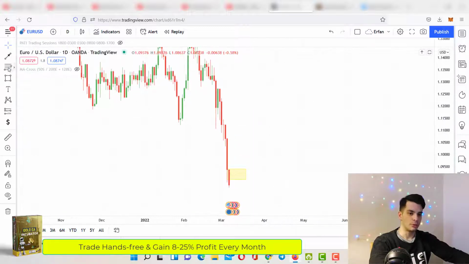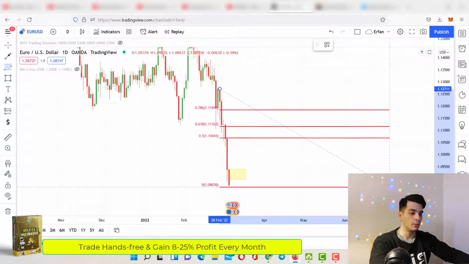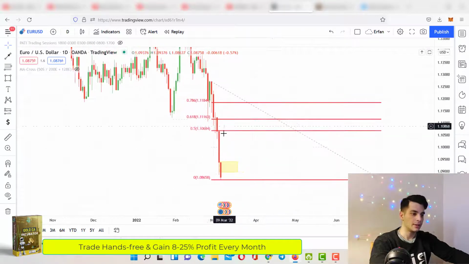And if I want to use my Fibonacci level, I can draw it from the top where the drop started all the way to the bottom where the correction starts. I don't know where it's going to start from, here or here, but let's say that it's from here, and this is our golden zone, which is close to our resistance level, and we can also expect that one as well.